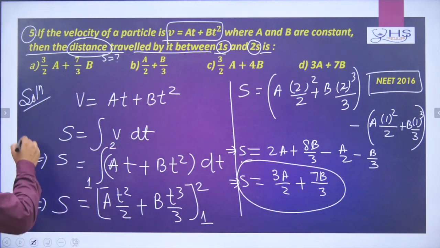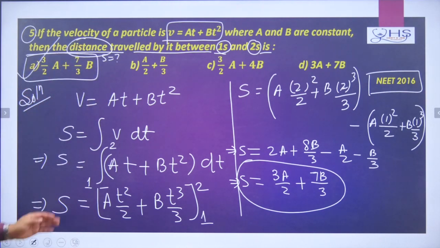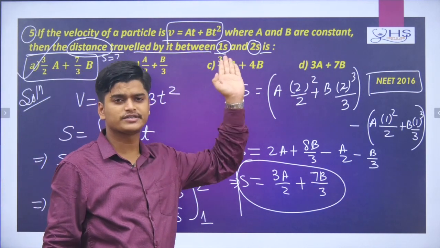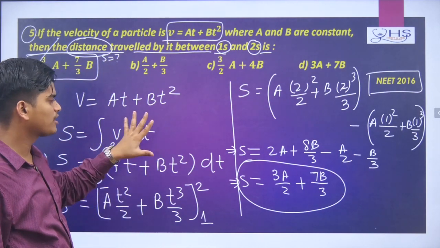Now see which option is matching. Option A is matching correctly: 3 by 2 A plus 7 by 3 B. So the velocity is given, you find the displacement, and limits are given in words, like 1 second to 2 seconds. Similarly, you can do it in x format also.